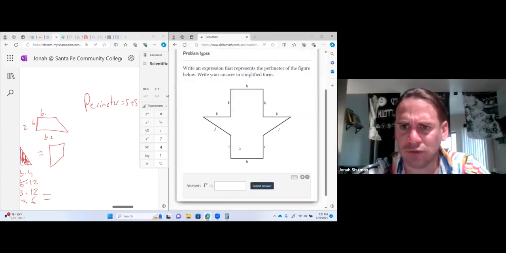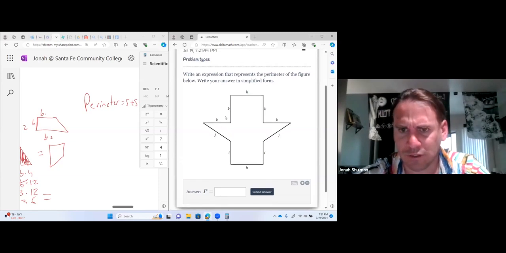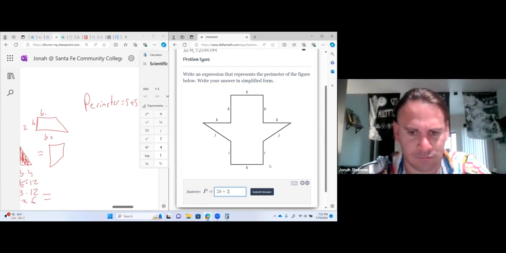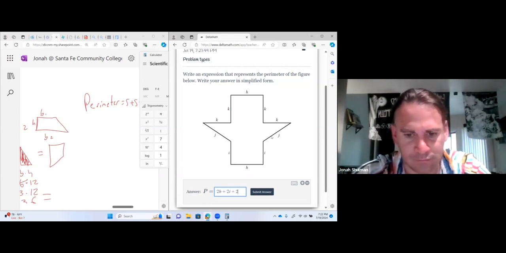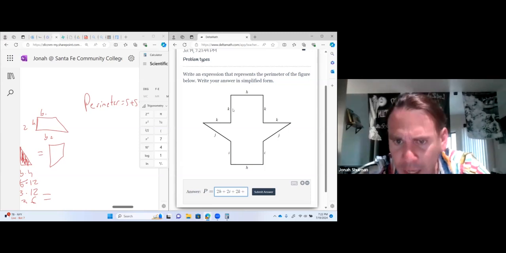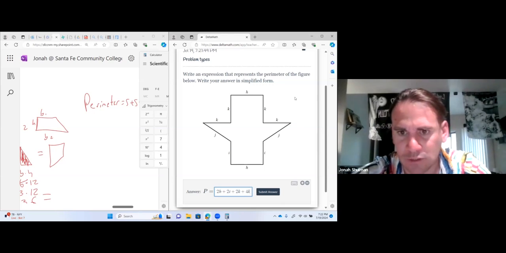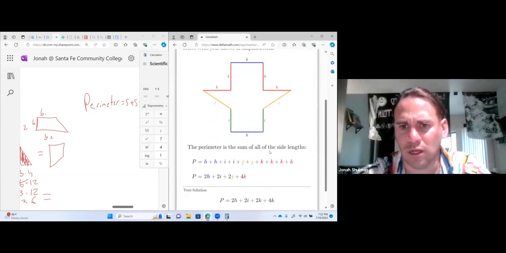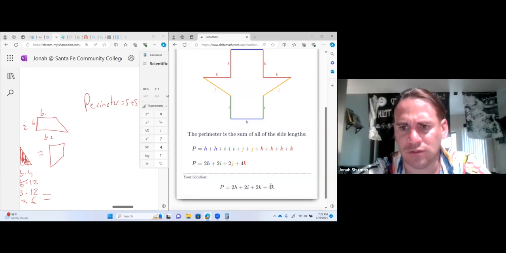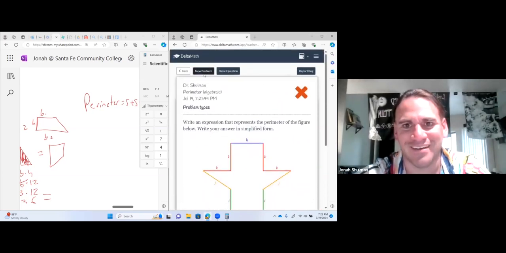All right, so let's do one algebraically. We don't have any numbers, but we can just figure this out. I have 2 H's plus 2 I's plus 2 J's plus 1, 2, 3, 4 K's. I think that's all my letters. H, I, J, K. Yeah, should be good. What? 2H, 2I, 2K. Oh, I forgot the J's. I'll do a new one.